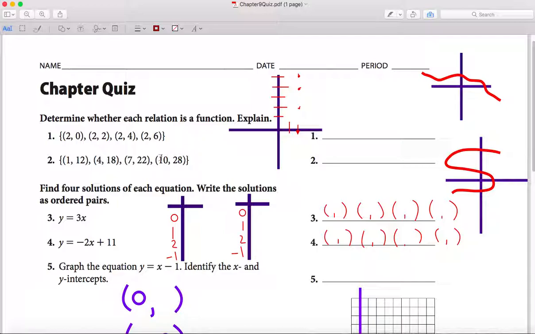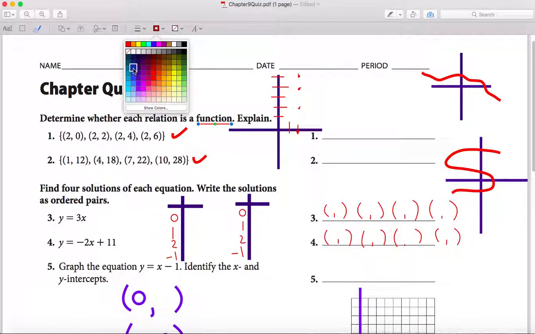For the first couple of questions, it asks you to determine whether each relation is a function. And remember that a relation is just a set of ordered pairs that we have right here. And in order for it to be a function, we have a couple of different strategies, one of them being the vertical line test. So over here on the right, I have drawn a couple of graphs.